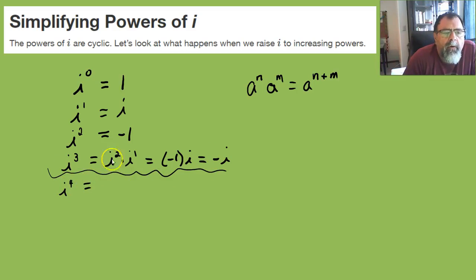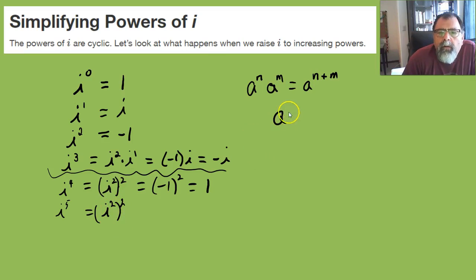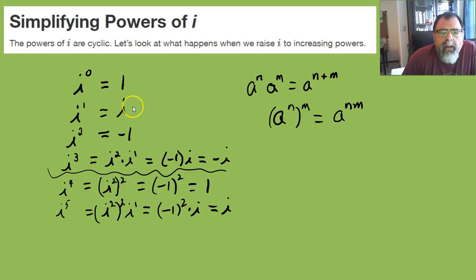So if I go i to the fourth, that's i squared squared, I like to do it this way, which is -1 squared. -1 times -1 is 1. i to the fifth, that's i squared squared times i. So if we do this rule, a to the n to the m, you multiply. So 2 times 2 is 4, but I want 5, so I need the one that's left over to make 5. So I get -1 squared times i, which is 1 times i, which is i. So you see how it's repeating?